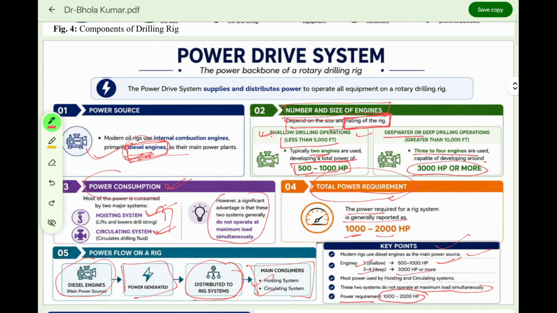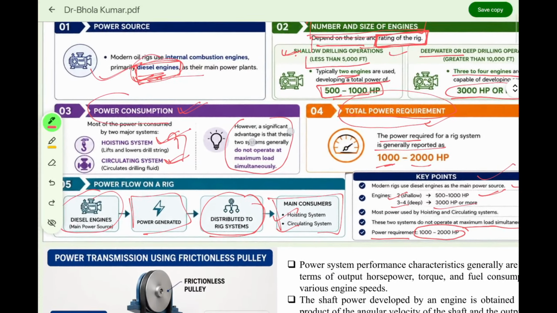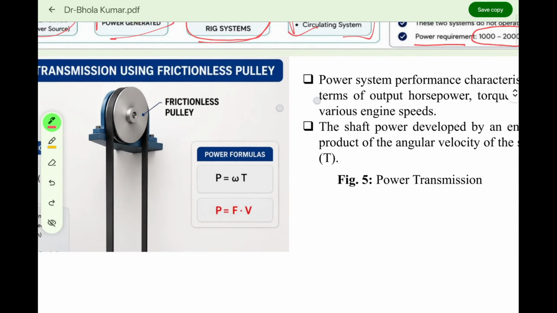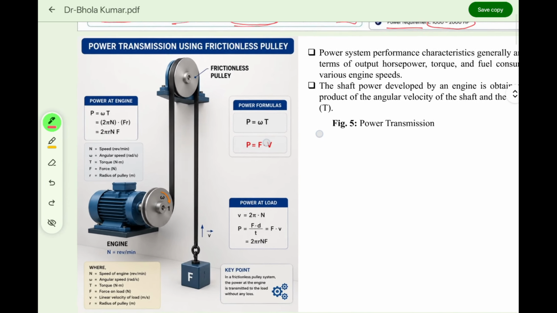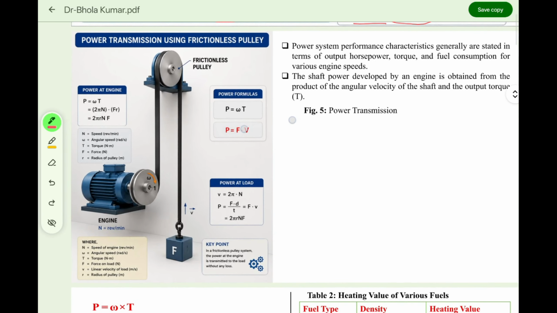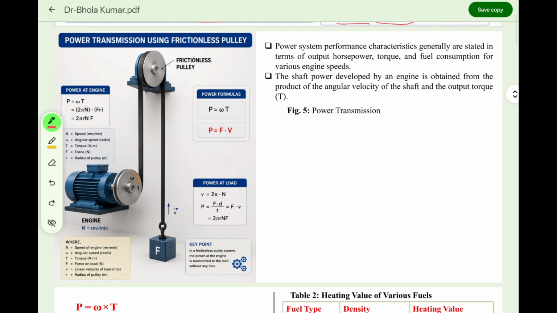If you have any doubt, you can comment. I will definitely respond. Now let's move to the next slide. As I discussed, this is the power drive system. In the power drive system, there is some calculation.